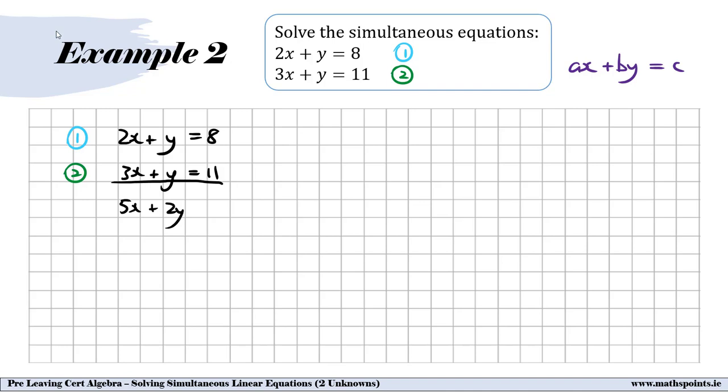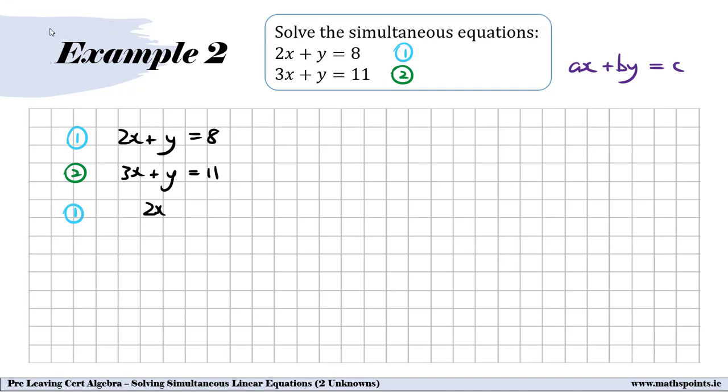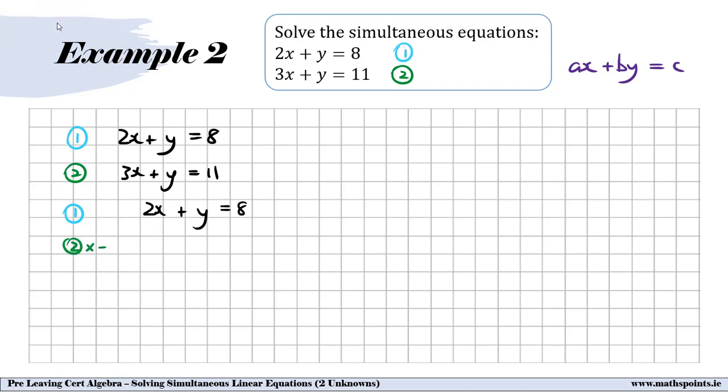We're always trying to get the letters to have opposite signs before they cancel. So I can see that these two y's aren't far off cancelling or eliminating each other, but one of them would need to be a minus. And so what we're going to do is multiply one of the lines by minus 1. So I'm going to write down equation 1 again. I'm not going to change equation 1. It's still going to be 2x plus y equals 8. And so that the y's will eliminate, I'm going to multiply equation 2 by minus 1.